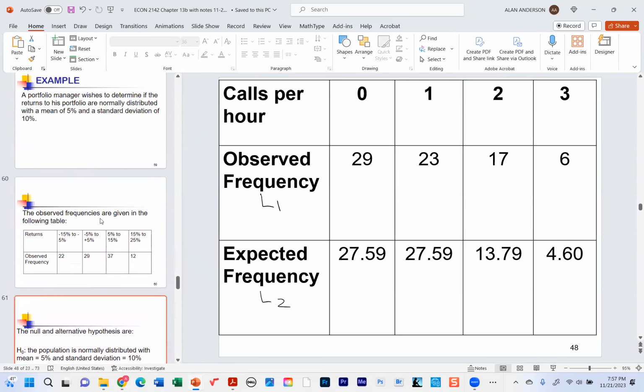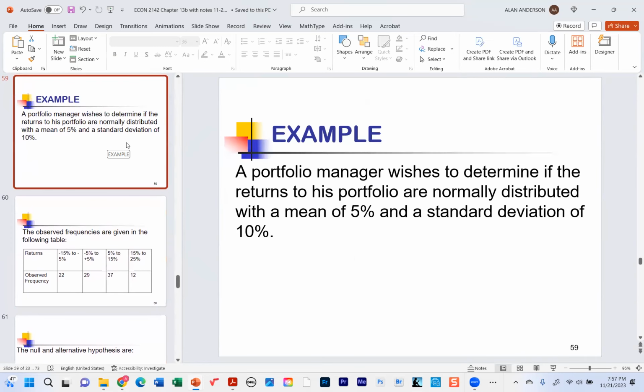What is this all about? We're going to try to find out, a portfolio manager will want to find out if the returns to his portfolio are normal with a mean of 5% and a standard deviation of 10%. So it's just like the one we just did, except that it's normal instead of Poisson.